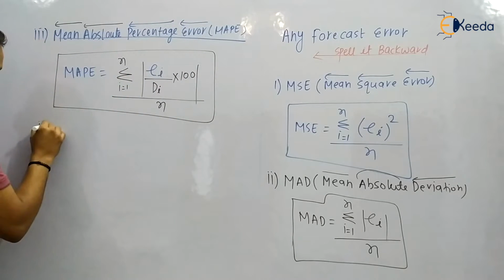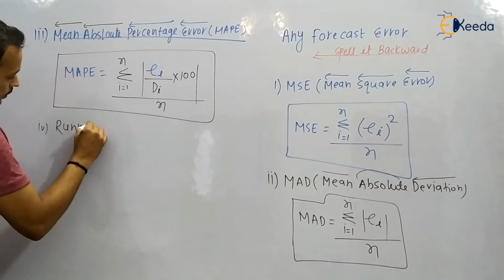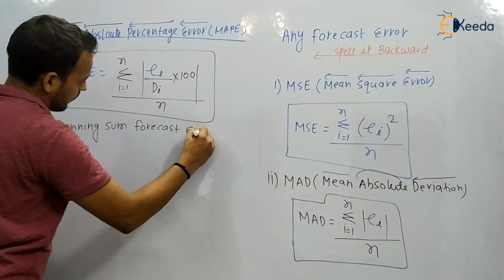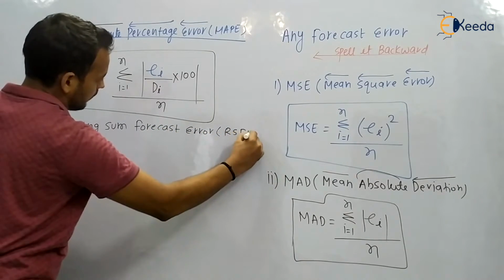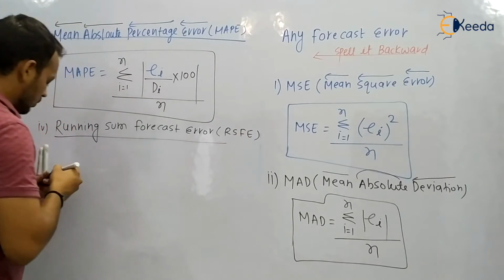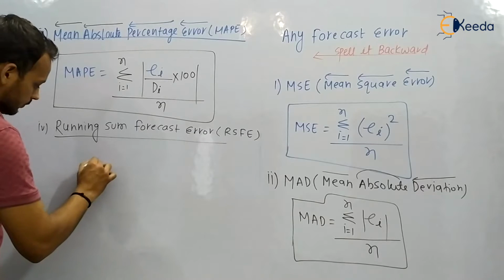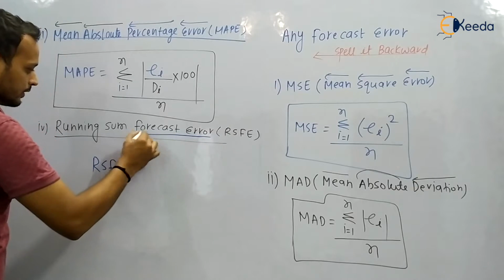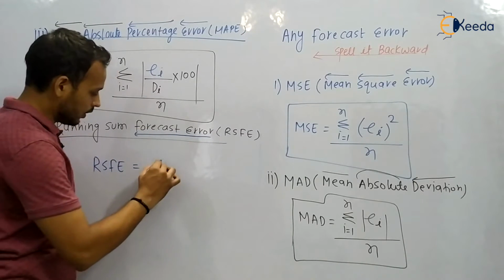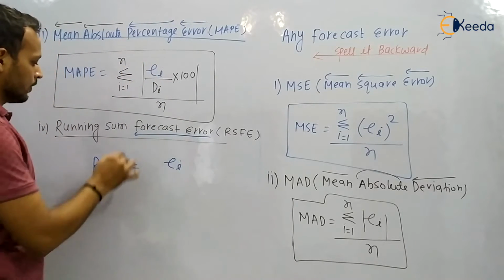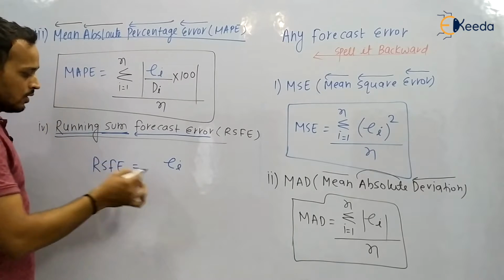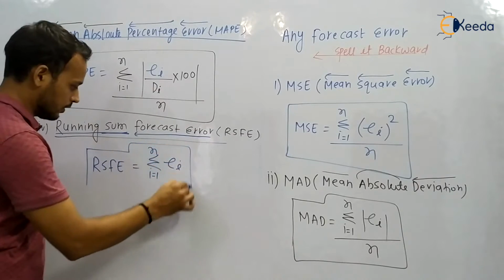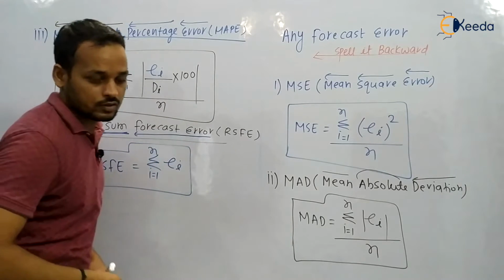The fourth one was running sum forecast error. It is RSFE, running sum forecast error. So how will you find RSFE? Look here, start from the backward. Error, or it is saying forecast error, both are same. So write ei. Then you have to do the sum. Which sum? Running sum. Running sum means simply summation i equals to 1 to n. This is running sum forecast error.